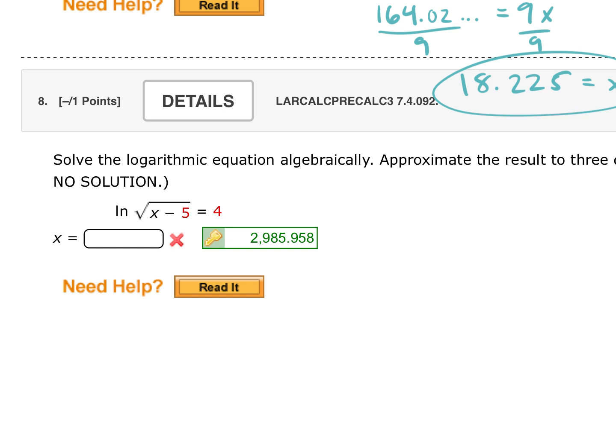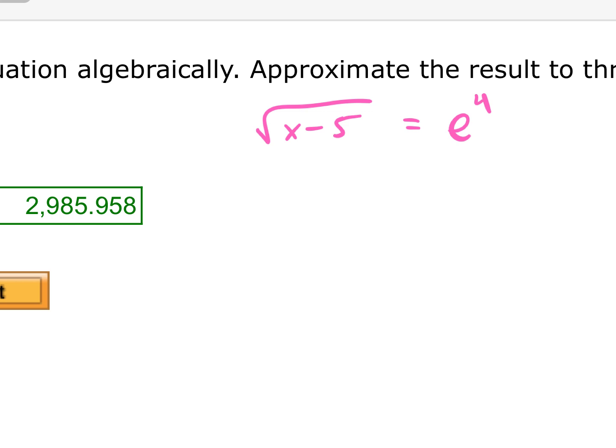How do we get rid of the ln in 8? Make the big base e on both sides. So same thing that we did in the last one. e to the power of ln is going to cancel, so we're left with the square root of x minus 5 is equal to e to the 4th power. So we can find out what e to the 4th power is in our calculator. We get 54.59. It keeps going, but I'm going to leave it in the calculator. What would we do next?